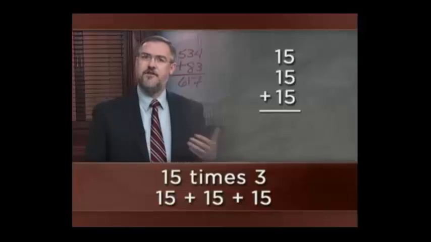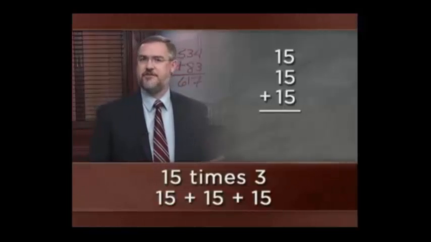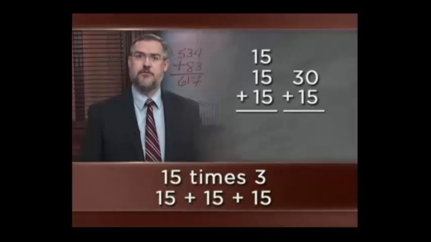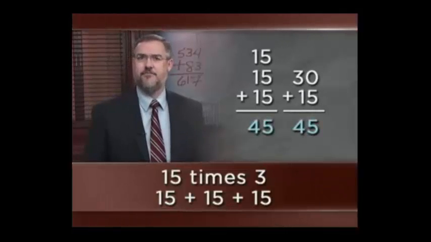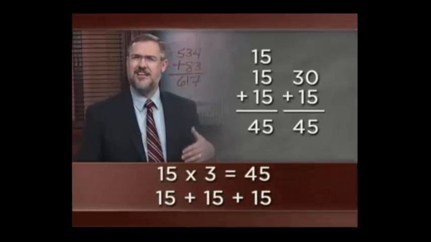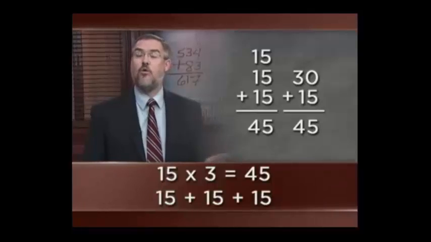And of course, 15 plus 15 plus 15 isn't too hard to compute. It's the same as 30 plus 15, or 45. So 15 times 3 equals 45, and that's pretty straightforward to do in that one example.